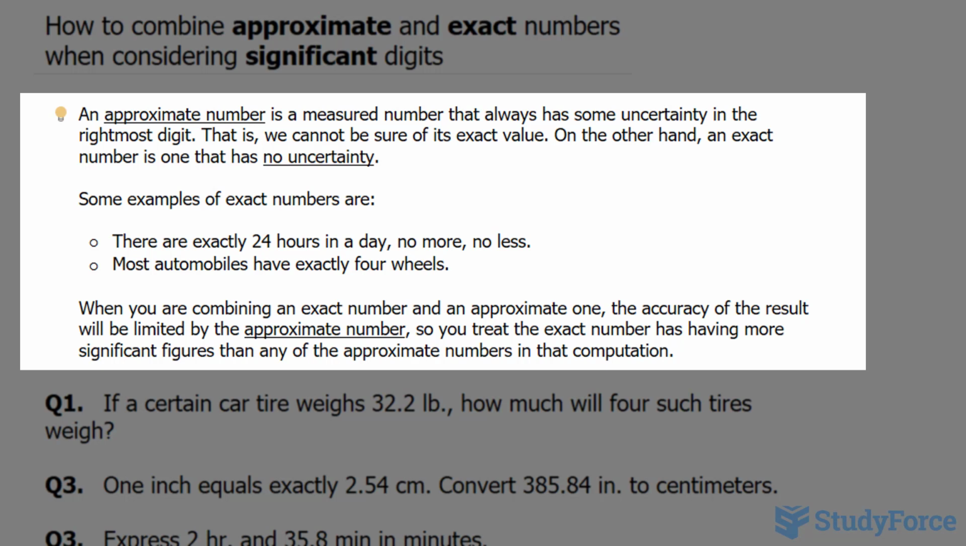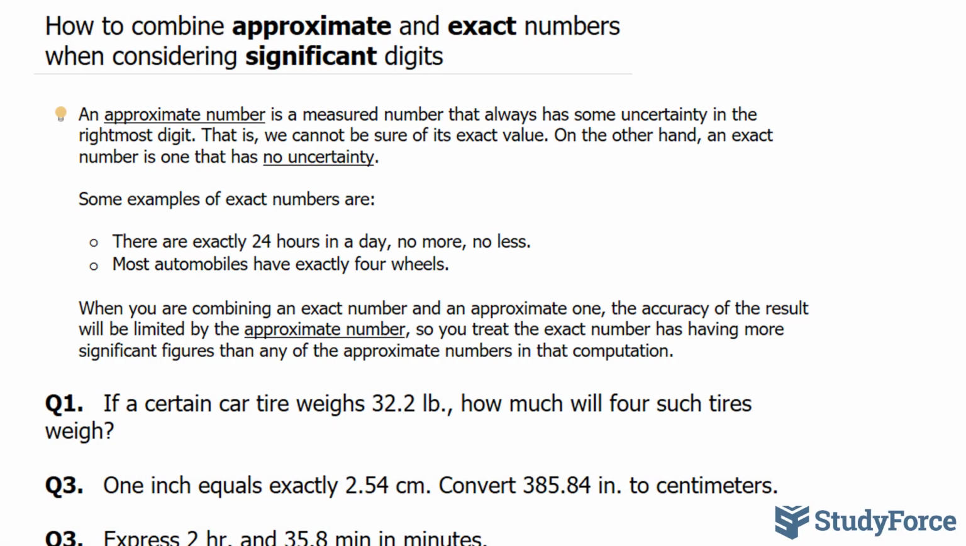Now, when you are combining an exact number and an approximate number, whether you're multiplying or adding, the accuracy of the result will be limited by the approximate number's significant figures. So you treat the exact number as having more significant figures than any of the approximate numbers.